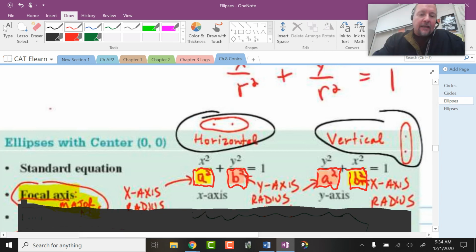But what they're noting is, if the bigger number is underneath x squared, that means you have a bigger x-axis radius compared to a smaller y-axis radius. So when I draw the x-axis radius and y-axis radius, I get an oval, not a circle, because I have different radii. If the bigger number is underneath y squared, then I have a bigger y-axis radius and a smaller x-axis radius.